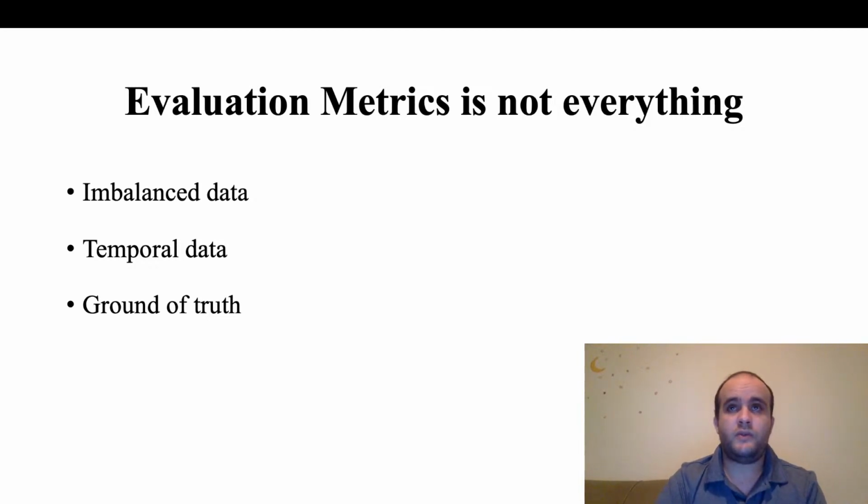Also, we need a ground truth. The third point is ground truth. We have this accuracy based on the annotator, but how were the annotation guidelines, and what is the quality of the annotator or the annotation? How good is it?